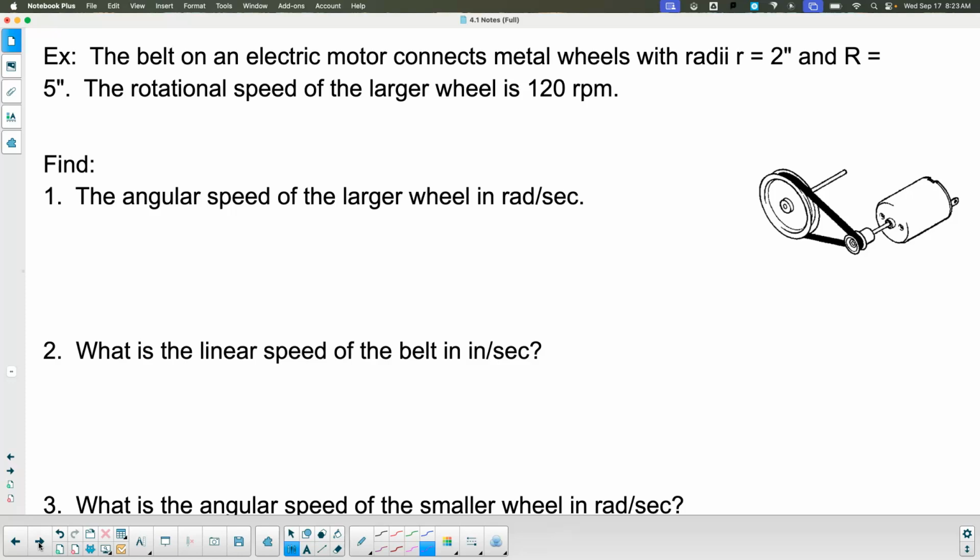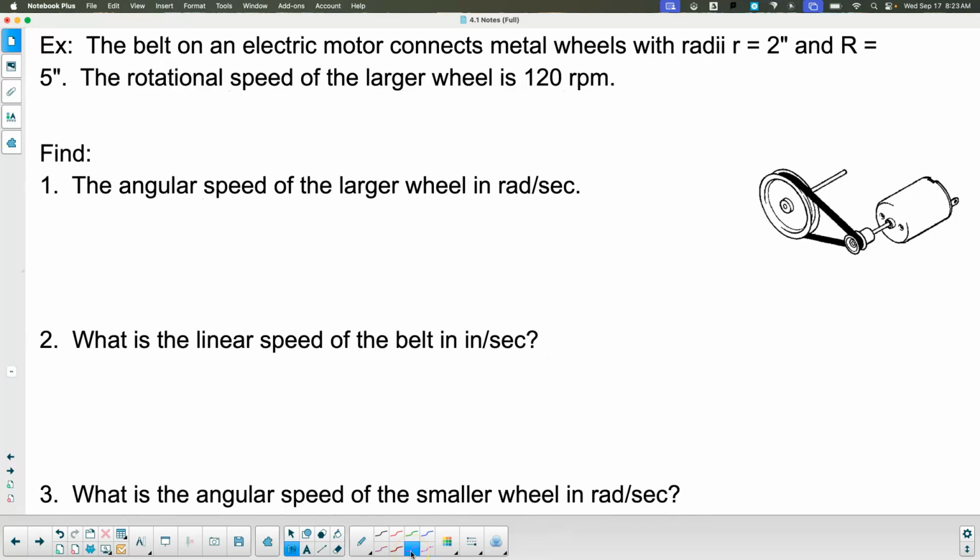Okay? So, a belt: the rotational speed of the larger wheel is 120 revolutions per minute. Okay? So we're spinning at 120 revolutions per minute on the big diameter sprocket or wheel. Find the angular speed of the larger wheel in radians per second.